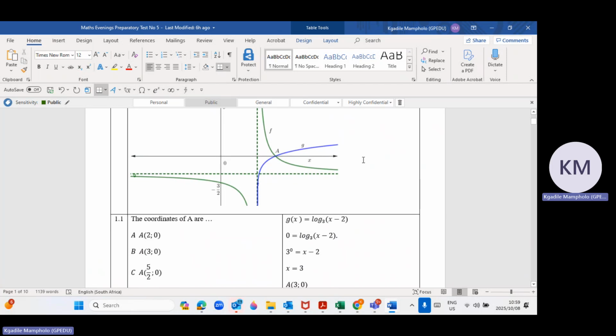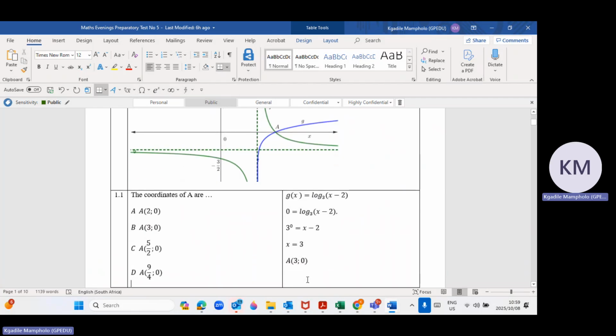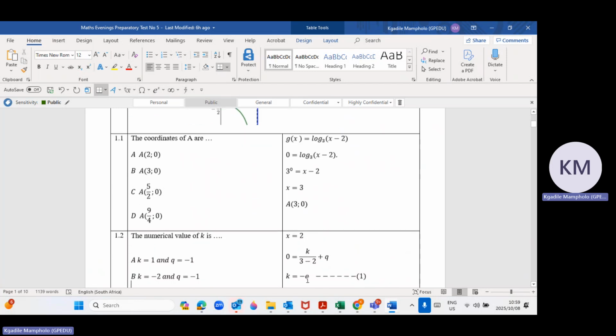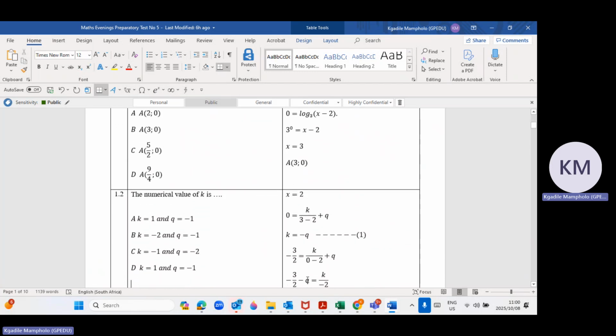Now, first question, the coordinates of A. A is the point of intersection of f and g, but f does not have enough information, while g has enough information. That is why we use g to determine the coordinates of A. Remember, A is the x-intercept. You let y be 0, then you change from log form to exponential form, then x equals 3. Then A will be (3, 0). You use the equation that has enough information, which is g in this case.